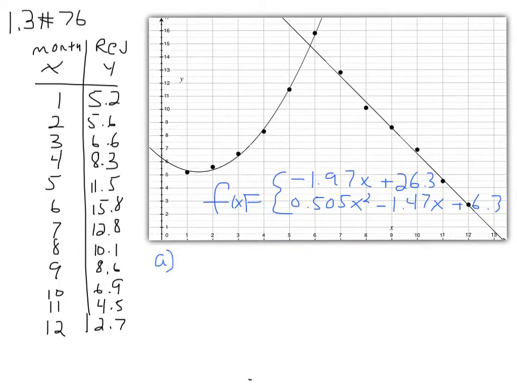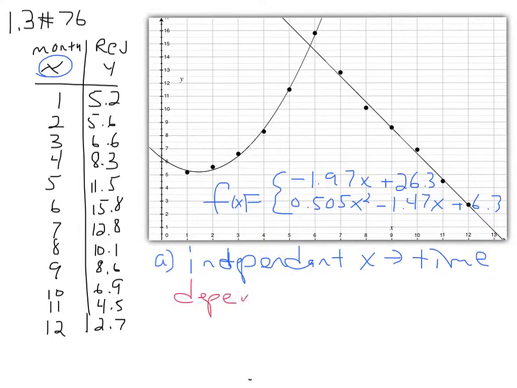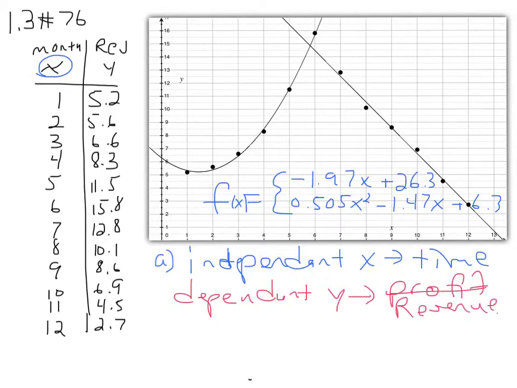In part A, it says, identify the independent and dependent variables and explain what they represent in the context of the problem. So our independent variable is our x. Time goes forward independent of what we do. So our independent variable is x, and this represents time. Our dependent variable is the y, and this represents the profit, or revenue, I suppose I should say. It's the money that's taken in for this business.